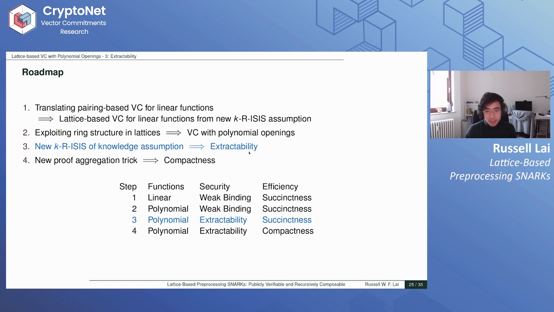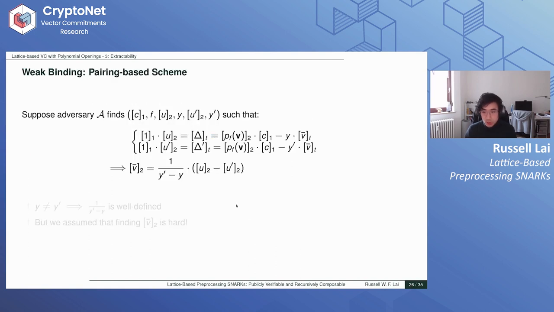Okay, so then as the first step, let us see how we can upgrade weak binding to extractability. Before we do that, let me first show you how we can obtain the weak binding property from the respective assumptions in the pairing setting and in the lattice setting. Then I will show you how we can upgrade the weak binding property to extractability.